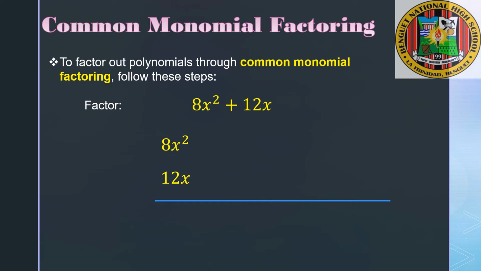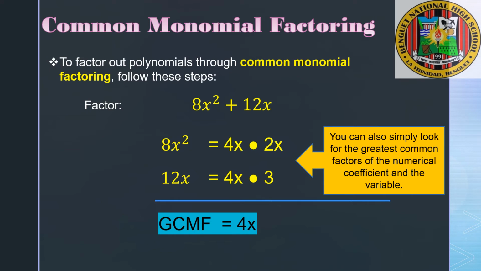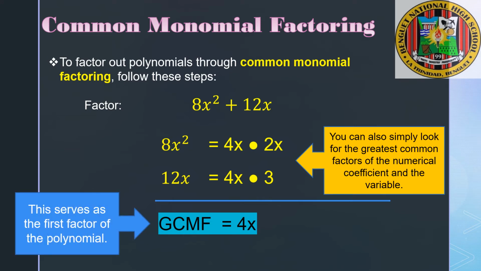If you're not sure about using prime factorization, you can use another method to solve for the GCMF. First, look at the common factors of the numerical coefficients and choose the one with the highest value. In this case, the greatest common factor of 8 and 12 is 4. For the variable, you choose the common variable with the lower exponent. In this case, x has a lower exponent than x squared. You will still get 4x as the GCMF, which will serve as the first factor of the binomial.